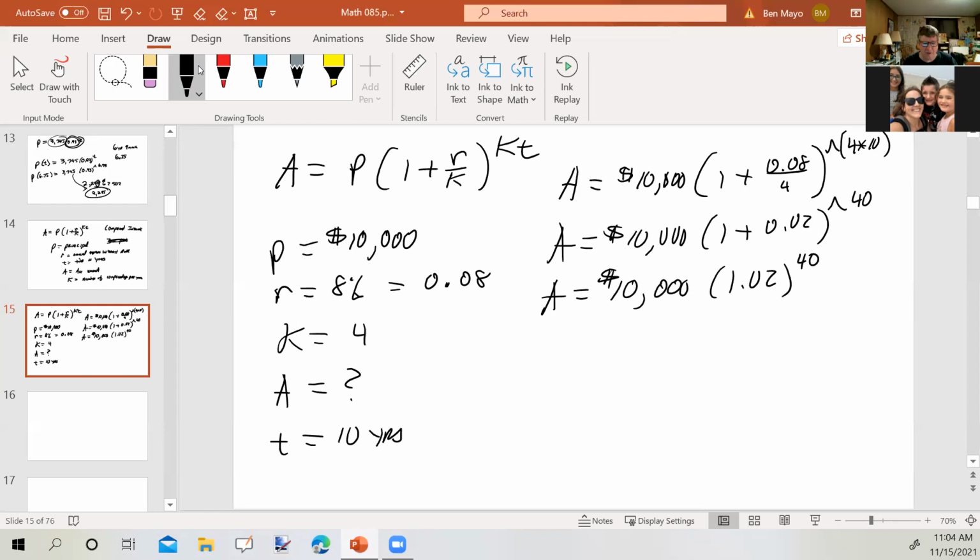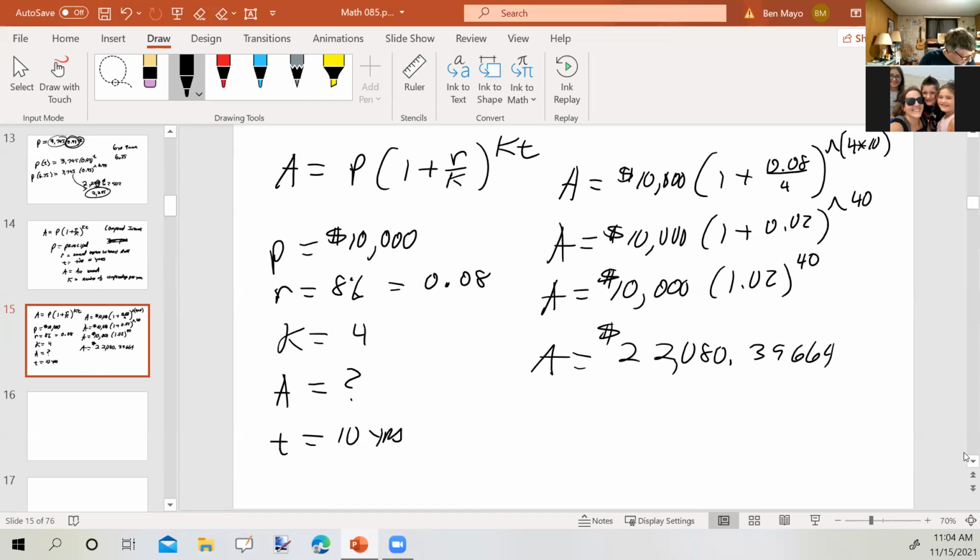So I got 10,000 times 1.02 to the 40th power. And I could put that all into my calculator. 10,000 parentheses 1.02 close parentheses raised to the 40th power. And I get 22080.39664.